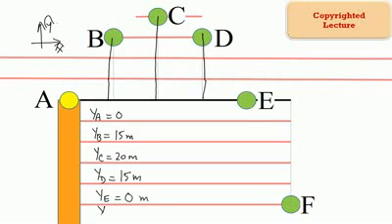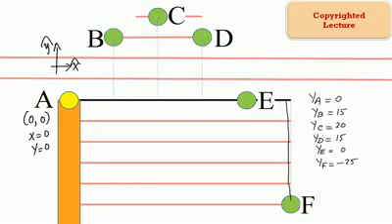And what is the position of point F? It is negative 5. Why negative? Because positive y is defined as vertically up. Negative 5, negative 10, negative 15, negative 20, negative 25. So position of A is 0, position of B is 15, position of C is 20, position of D is 15, position of E is 0, position of F is negative 25.